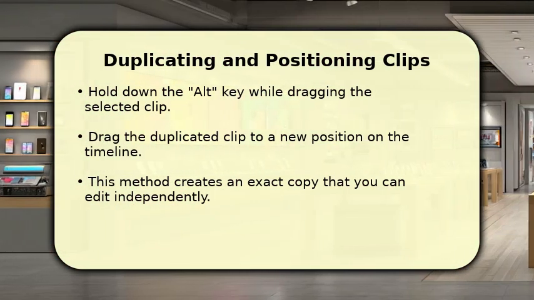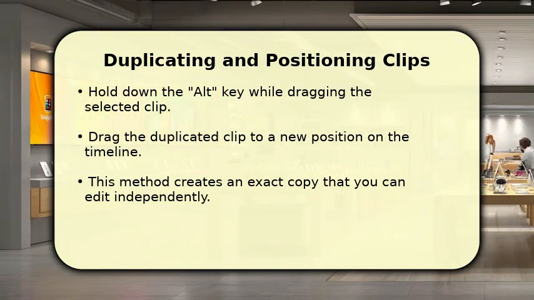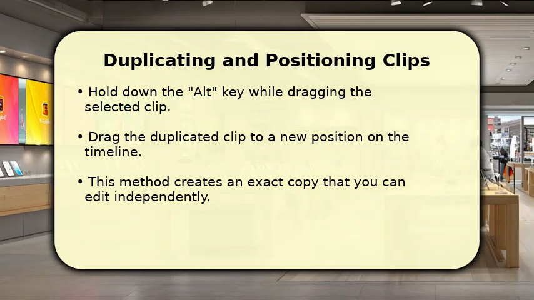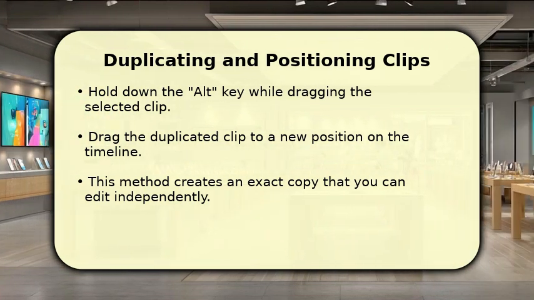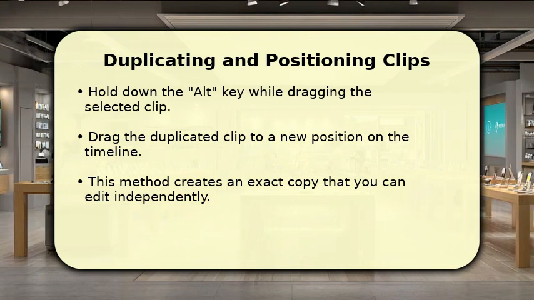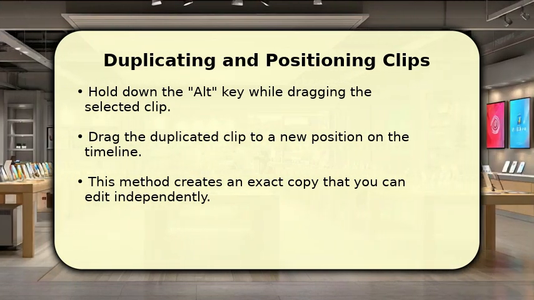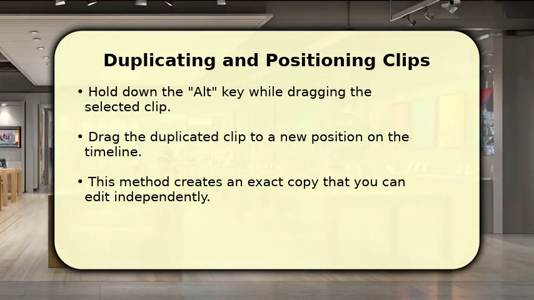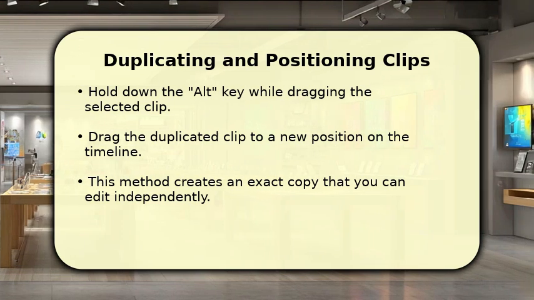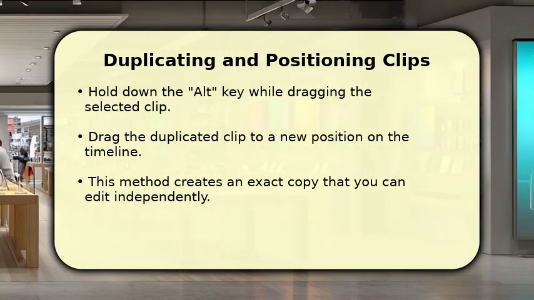For a more controlled duplication, hold down the Alt key on your keyboard. While holding Alt, click and drag your selected video clip to a new position on the timeline. This action immediately generates an identical copy, allowing you to place it precisely where it needs to be. This method is incredibly useful for stacking layers or creating precise sequences, giving you full control over your layout.